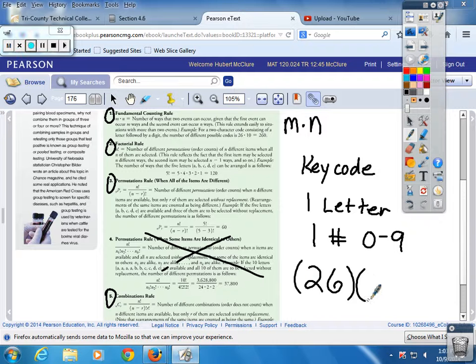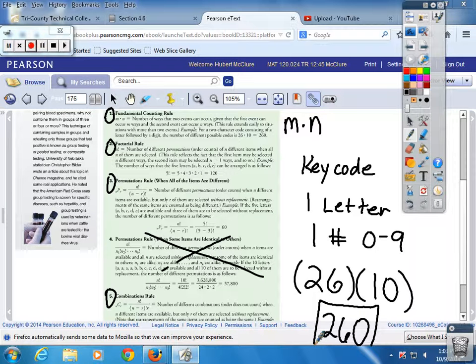Most of you should see where these numbers come from. The first thing that pops out is 26, because there are 26 letters in the alphabet. Where does the 10 come from? How many numbers do you have right here? 10. So 26 times 10 is 260. Simple problem, simple math. This is a simple rule. Just multiply the two numbers.